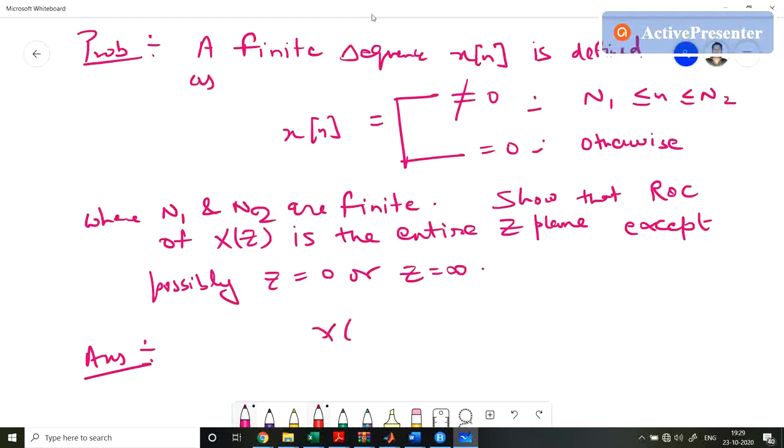So X(z) is written as the summation of n equals minus infinity to plus infinity of x[n] z raised to the power minus n.